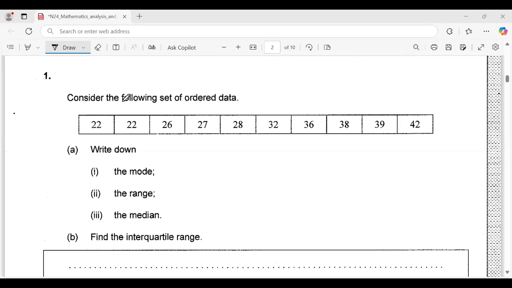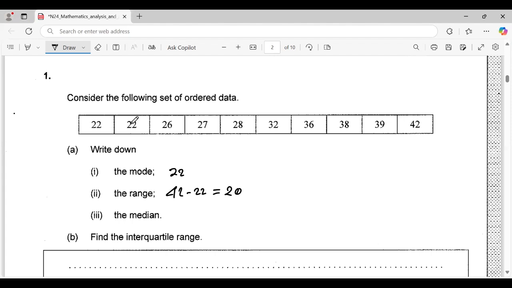Consider the following set of ordered data. Write down the mode, the range, the median. Okay, mode is 22. Range is, if we look here, 42 minus 20. 32 minus 22 equals 20.